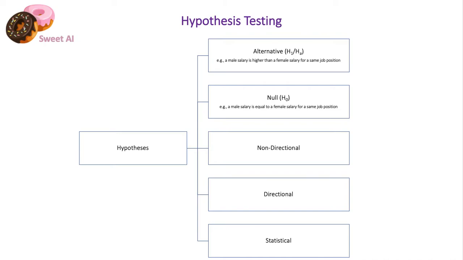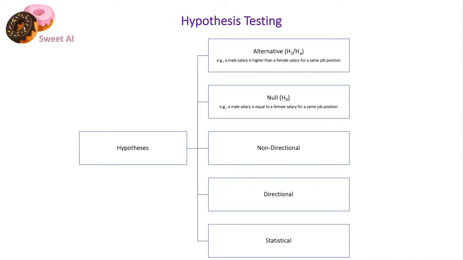Part 2 of statistics. Let's talk about hypothesis testing. What is a hypothesis? A hypothesis is an assumption that, for the sake of argument, we make and we want to be tested. Two of the most known and used hypotheses are the alternative hypothesis, H1 or HA, and the null hypothesis, H0.